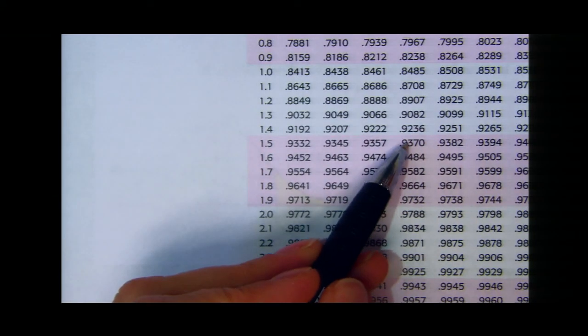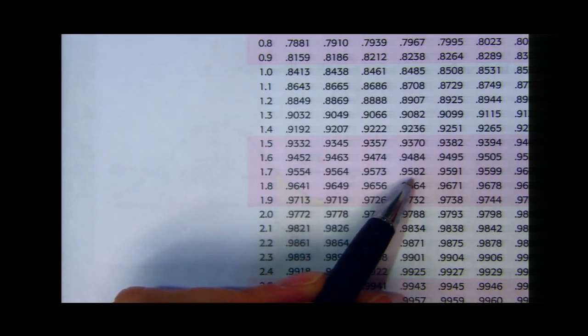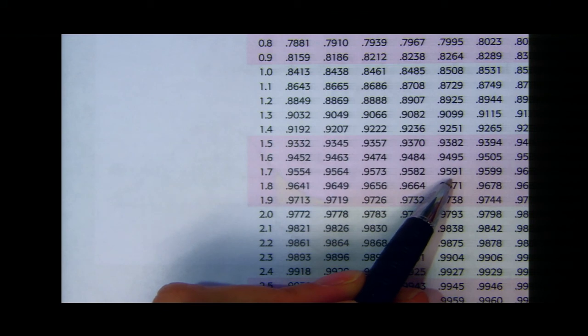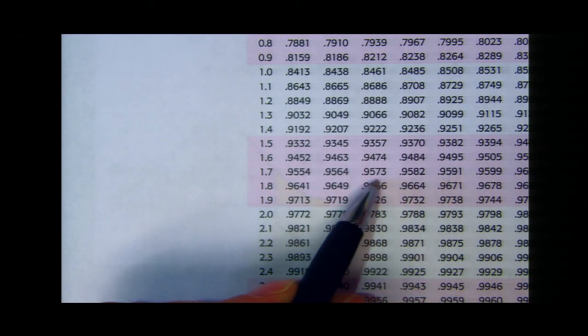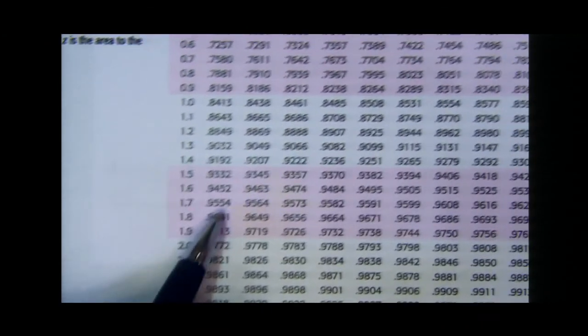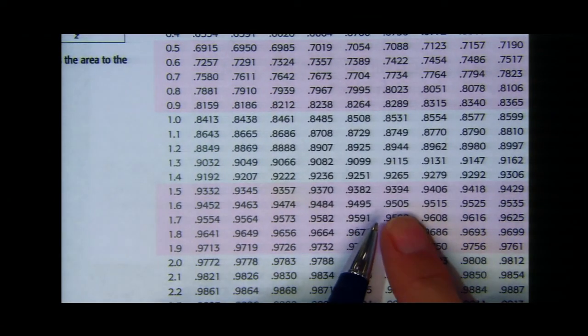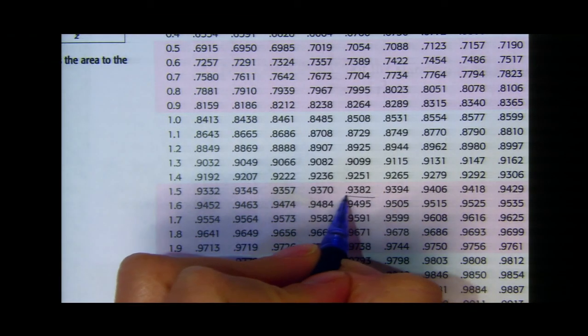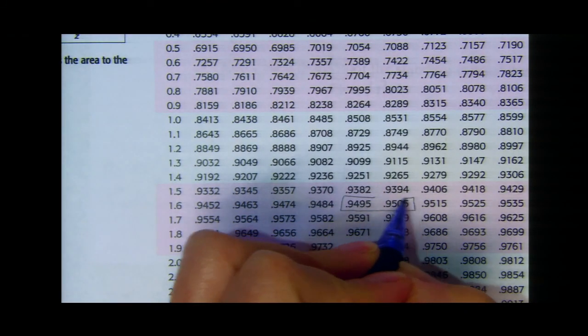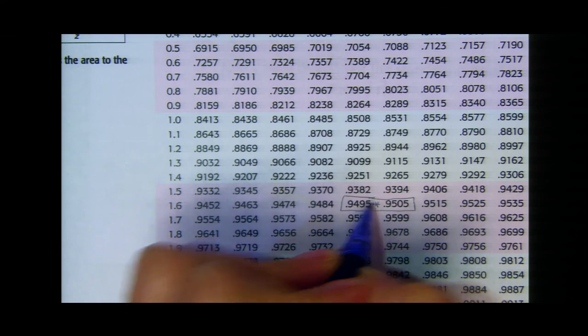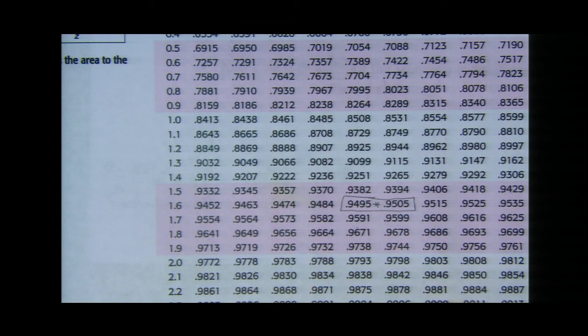So here's a 9394. Okay, here's a 95. I need 9500. Well, if I go this way, it's getting bigger. So I'm going to go to the left. Nope, I need to come up here. 9500. Well, there's 9505. And here's 9495. So the one I'm looking for falls in between these two.